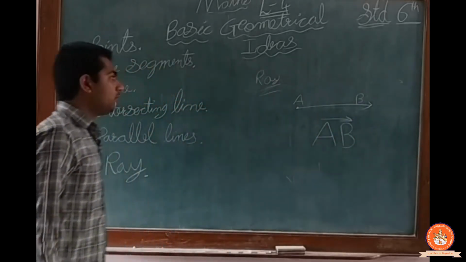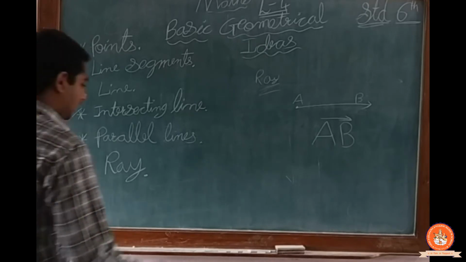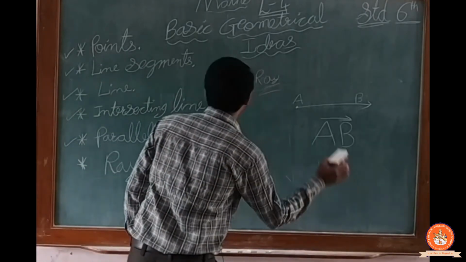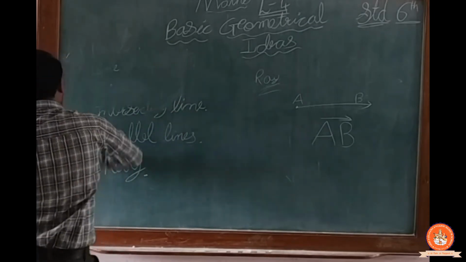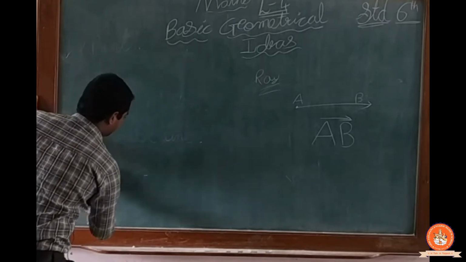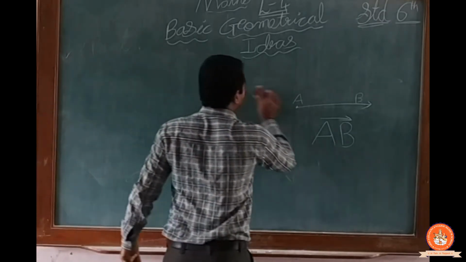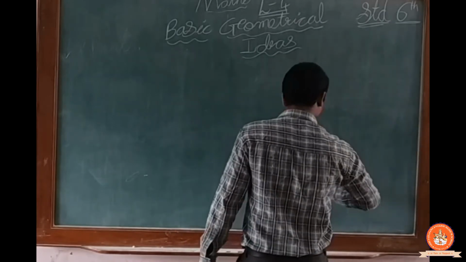Okay, now moving on to exercise number 4.1. I am finding my duster. Okay, so exercise 4.1 we will start right now. So open exercise 4.1 in your textbook and see.